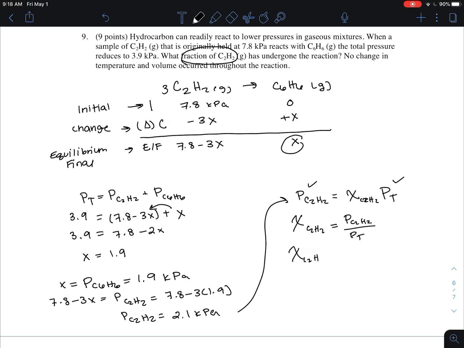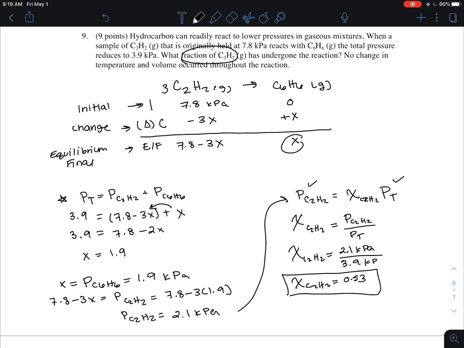So you know that the mole fraction, the fraction that underwent the reaction, is equal to the partial pressure over the total pressure, which is 2.1 over 3.9, which equals 0.53, that the fraction of ethyne underwent the reaction. So again, we've done this before so many times, just knowing this part, right? And you could have said, well, I say this is X and this is Y, right? And then solving for one and the other.